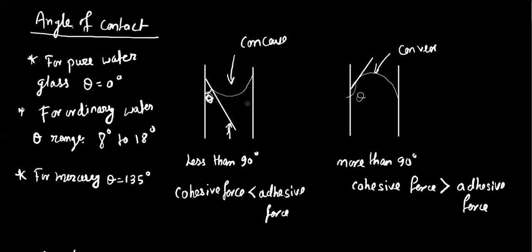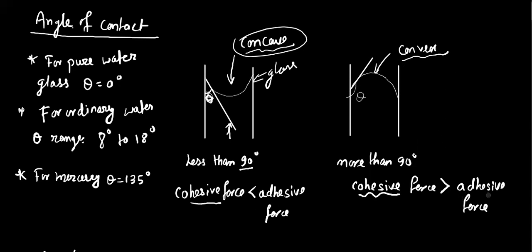If the liquid sticks on the surface of glass, then the meniscus of the liquid will be concave and the angle of contact will be less than 90 degree. And if the liquid does not stick on the surface of glass, then the meniscus will be convex in shape and the angle of contact will be more than 90, that means an obtuse angle of contact. When the concave meniscus appears, the adhesive force is more than the cohesive force, and if the meniscus has a convex shape, then the cohesive force will be greater than the adhesive force.